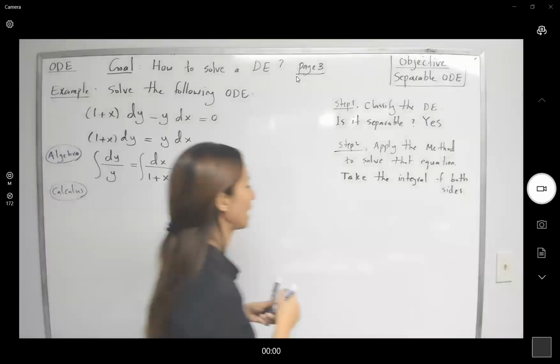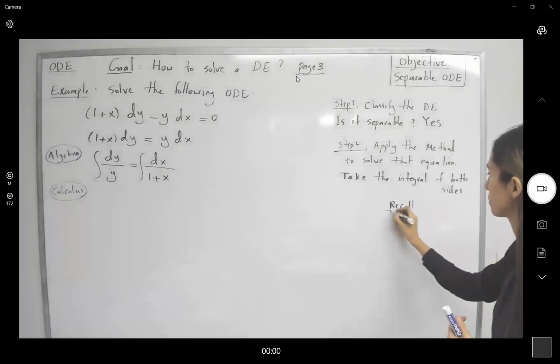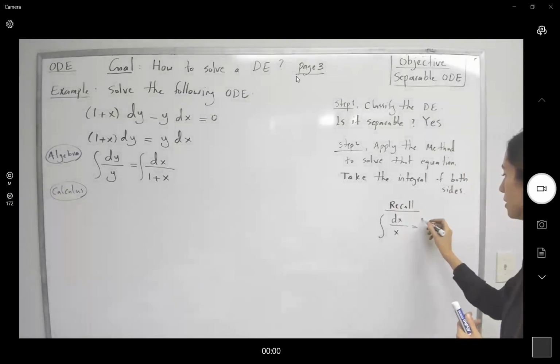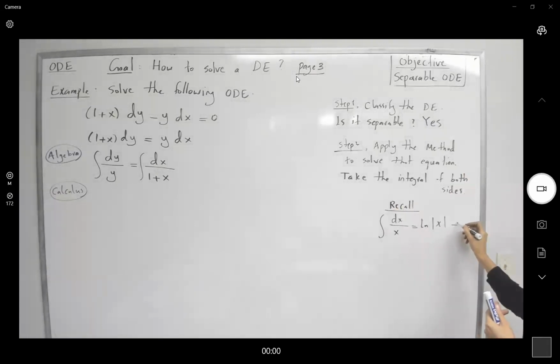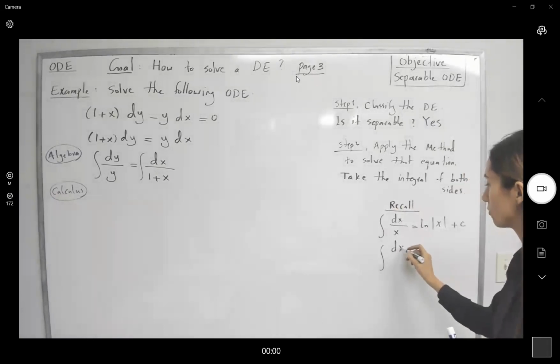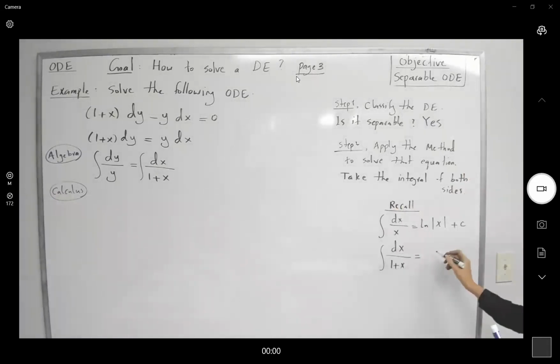Well, in elementary calculus, we learned that, let's write down this recall here. If we have the integral of dx divided by x, it is equal to ln of absolute value of x plus constant of integration. And at the same time, if we have the integral of dx divided by 1 plus x, we can use substitution, which is the integral of du divided by u, which is ln of absolute value of u, which is 1 plus x, plus constant of integration.